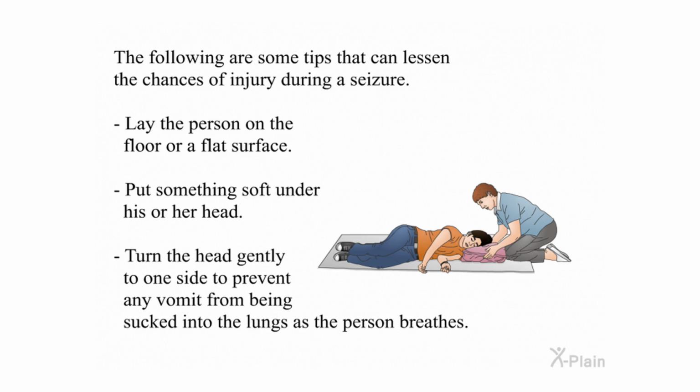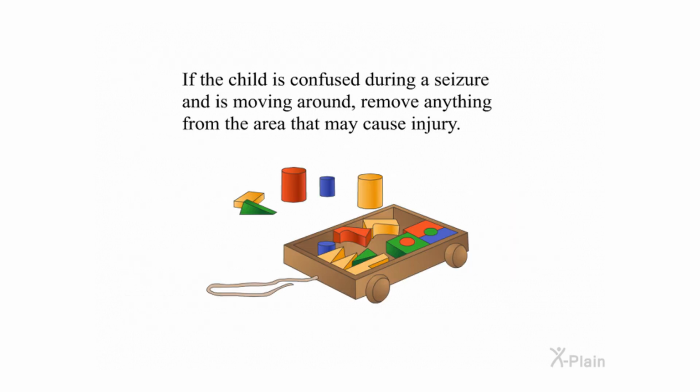The following are some tips that can lessen the chances of injury during a seizure. Lay the person on the floor or a flat surface. Put something soft under his or her head. Turn the head gently to one side to prevent any vomit from being sucked into the lungs as the person breathes. If the child is confused during a seizure and is moving around, remove anything from the area that may cause injury.